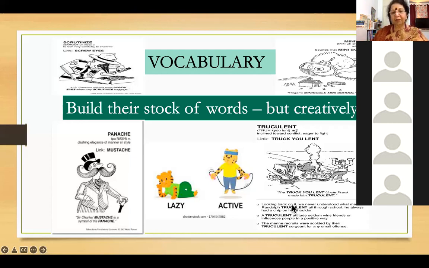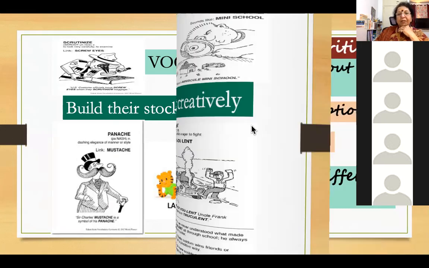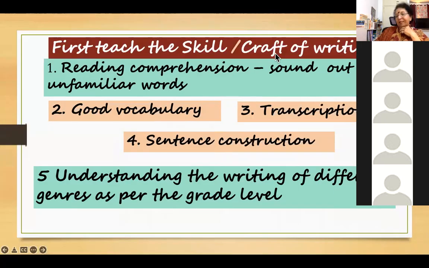Okay, very nice. So he's given the situations also. And this is how you go creative. When I'm doing the detailed ones, I'll be doing more on this, how to do it. I mean, these are just cartoons I picked up from the net, but how are we going to develop such activities? That is what I plan to do after this. So first teach the skill, the craft of writing.